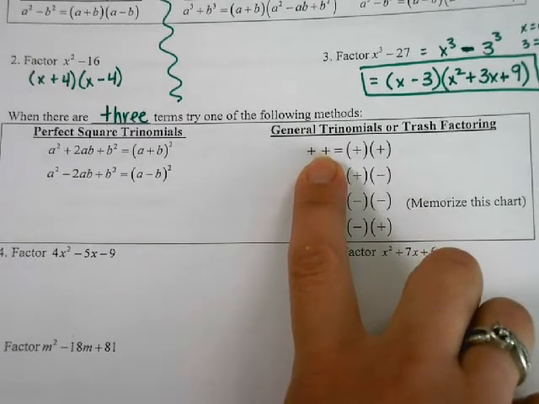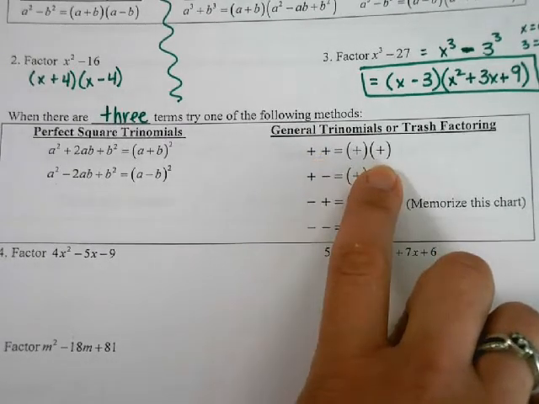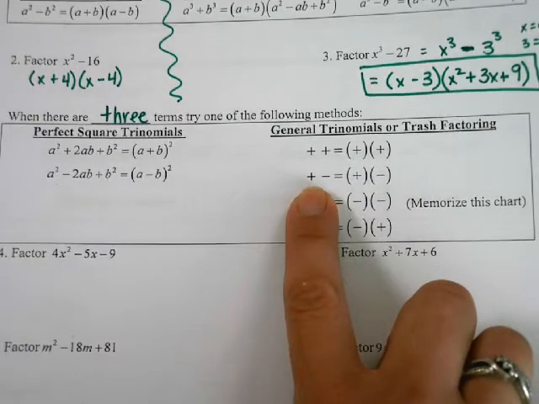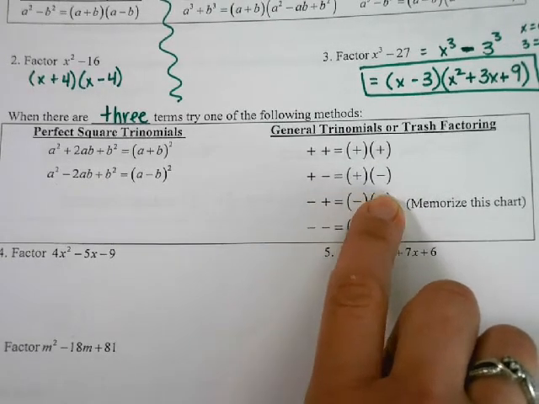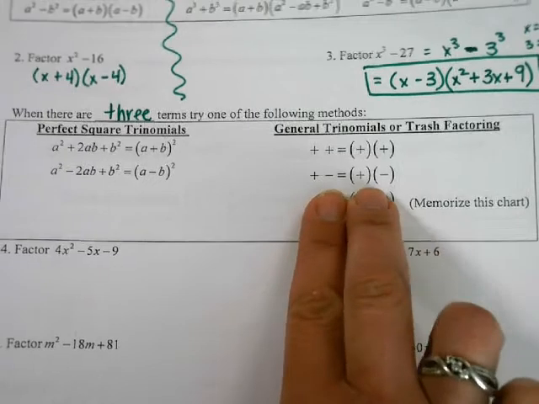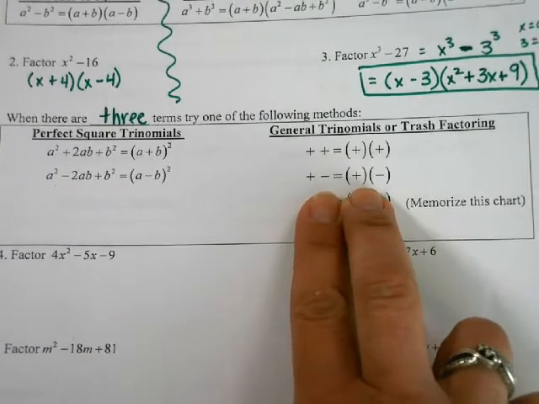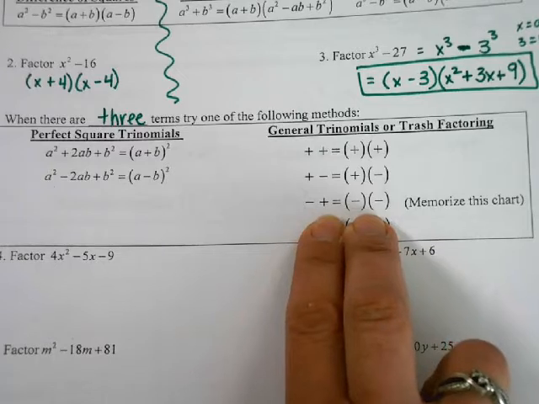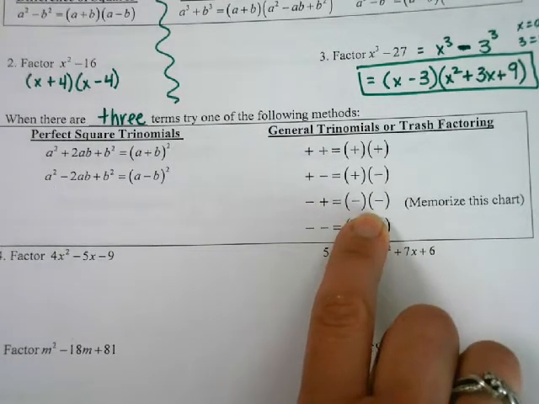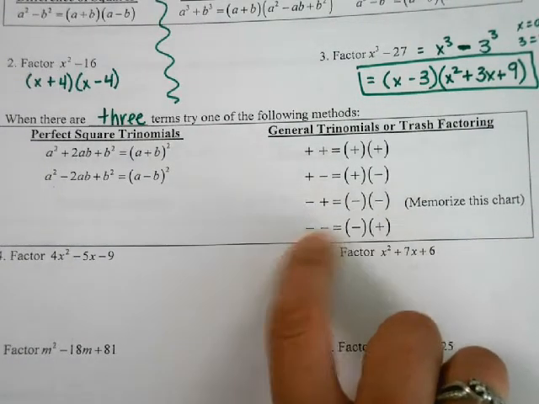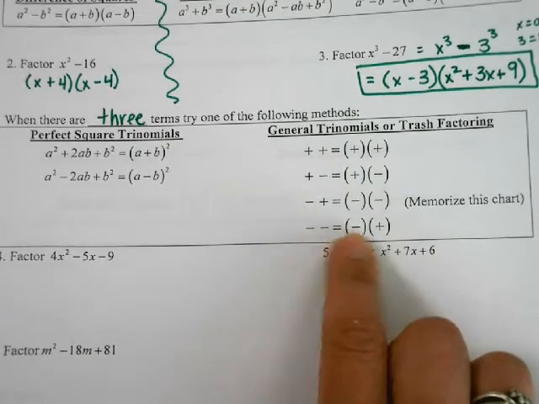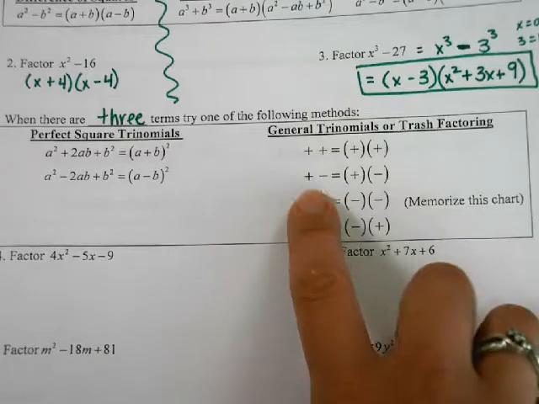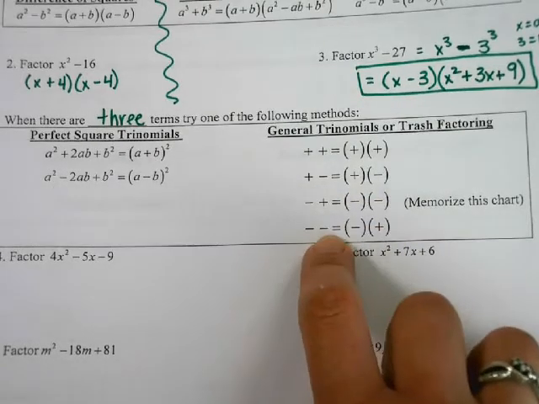So, if my trinomial has a plus and a plus, my answer will have a plus and a plus. If my trinomial has a plus and a minus, my answer will have a plus and a minus. Notice, when it starts out with a plus, my answer has the same signs as my trinomial. If it has a minus and a plus, when I factor it, it will be a minus and a minus. If it's a minus and a minus in my trinomial, then it will factor into a minus and a plus. Notice when it starts out with a minus, the second one flips.